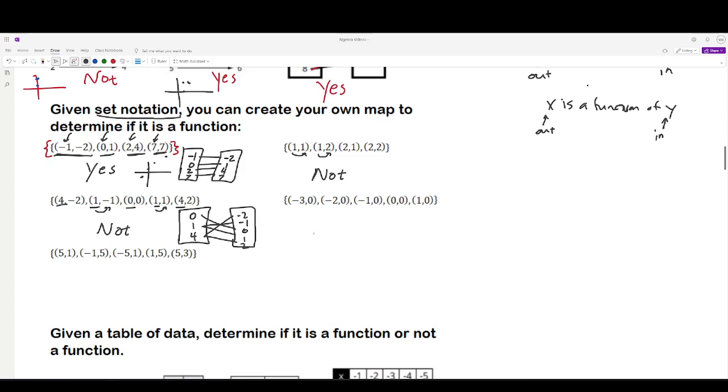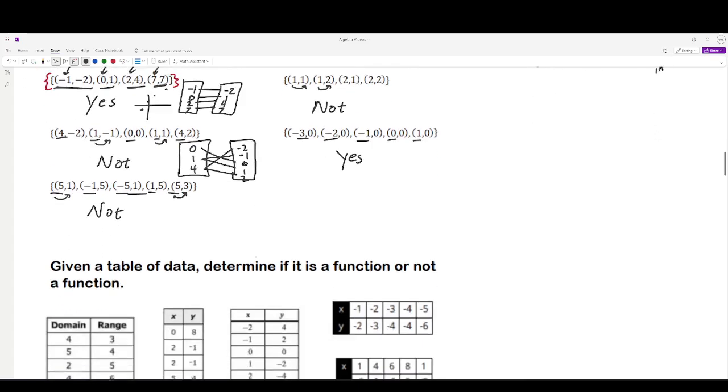So not a function. The next one, I have -3, -2, -1, 0, 1. There's no repeated inputs, so this, as far as we know from these points, is going to be a function. The next one has 5, -1, -5, no repeats. 1, no repeats. 5, there's a repeat. So we had 5 goes to 1, and 5 goes to 3. So that's not a function because 5 went to 2 different numbers.